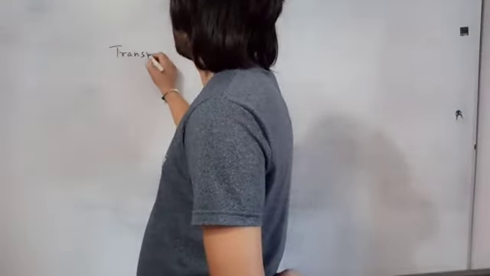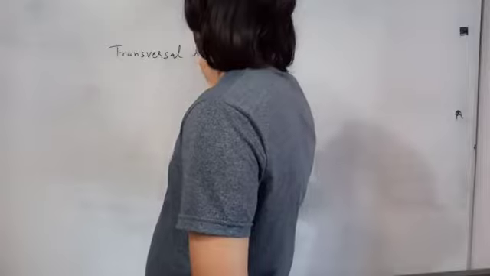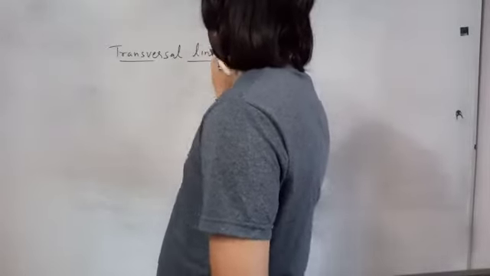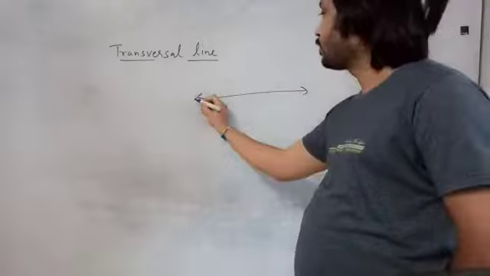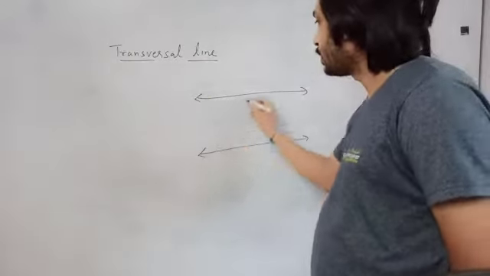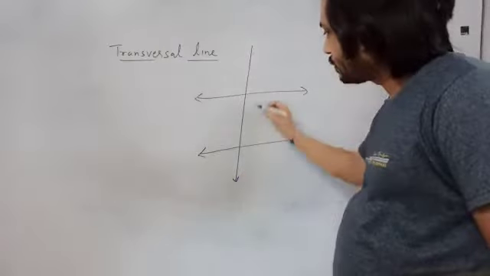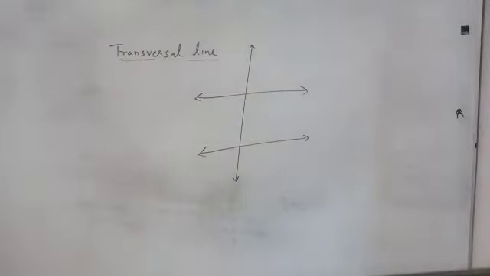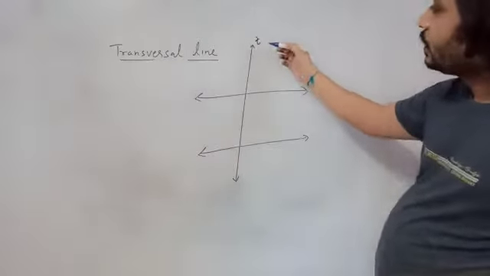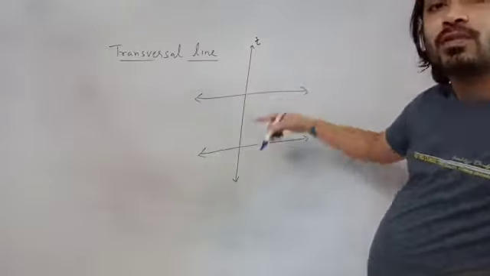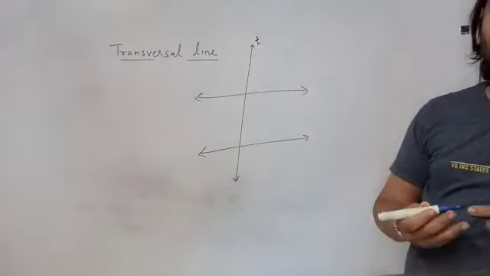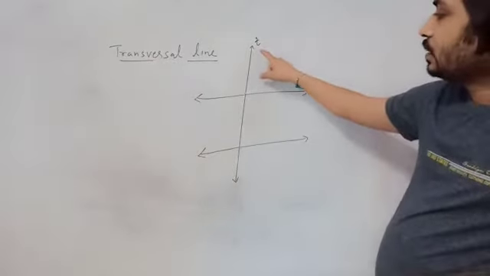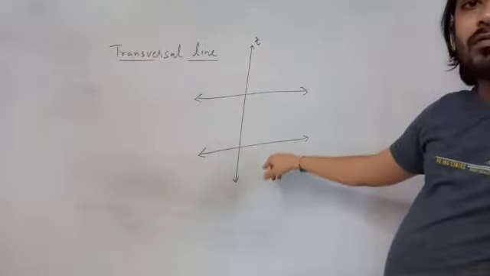Transversal line. In a transversal line, when two lines are there and one line intersects these two lines, that is known as the transversal line. So see, in intersecting lines only two lines are there, but for the transversal line, this line is known as the transversal line. When a line is crossing more than one line, that is known as the transversal line. A line which intersects more than one line.